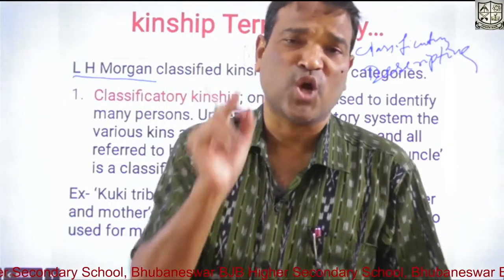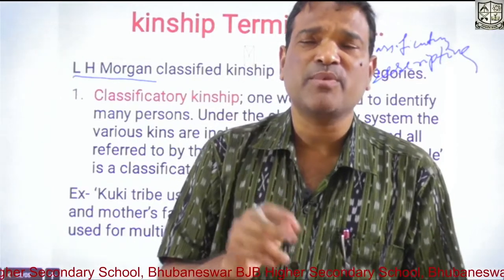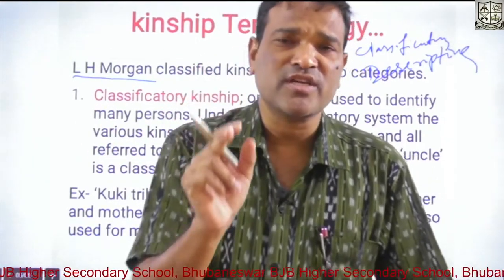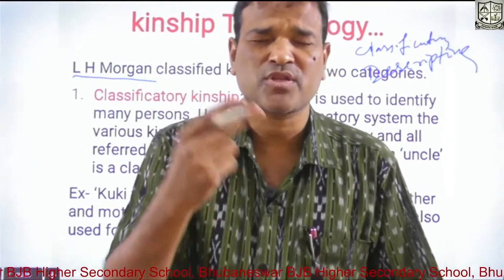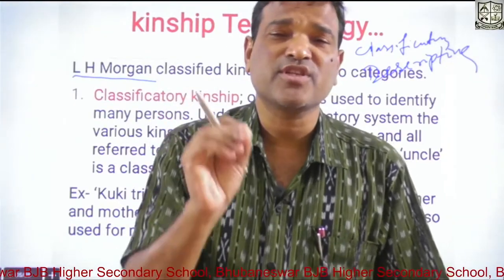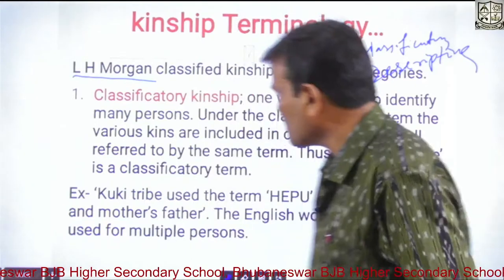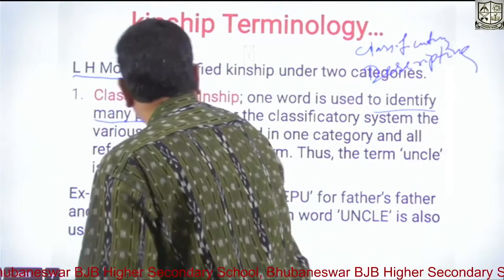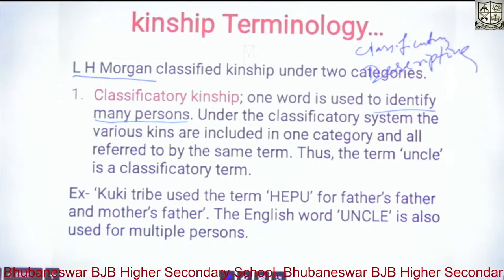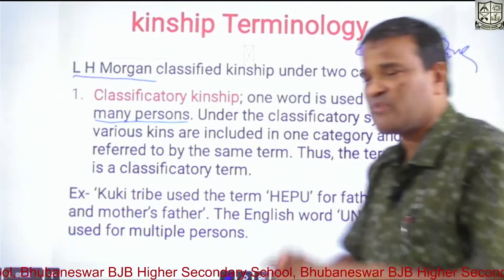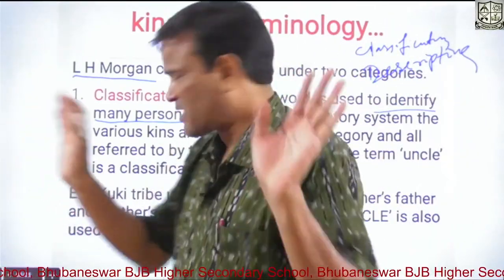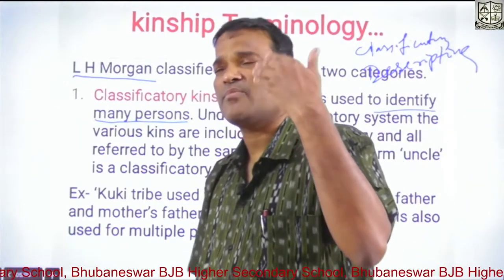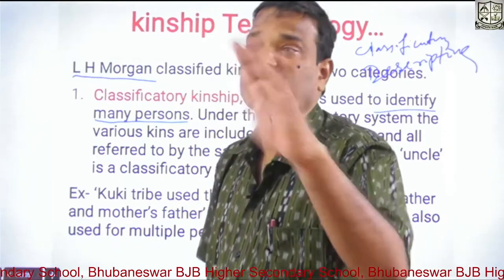In the English word, that is the uncle. Uncle is a word which can be used for father's brother and mother's brother. So one word, uncle, is used for both father's brother and mother's brother. This is the classificatory kinship system or classificatory term. One word is used to identify many persons. Under this classificatory system, various kins are included in one category, meaning they belong to the same sex or the same generation.